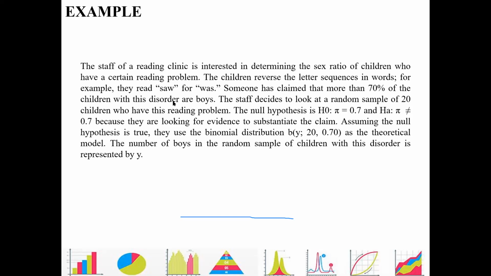So the null hypothesis is yung pi natin is equal to 0.7 kasi 70% daw ng children, and the alternative hypothesis is not equal to 0.7 because they are looking for evidence to substantiate the claim. Assuming the null hypothesis is true, they use the binomial distribution of 20, 0.7 as the theoretical model. The number of boys in the random sample of children with this disorder is represented by Y.